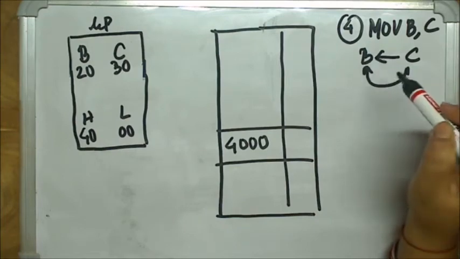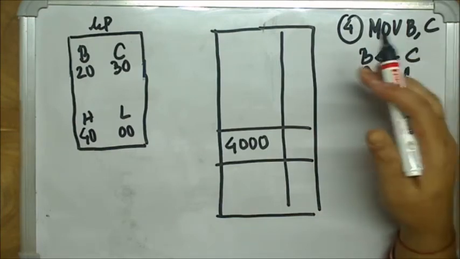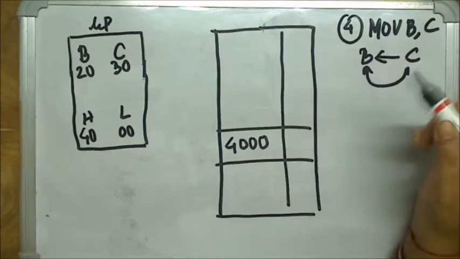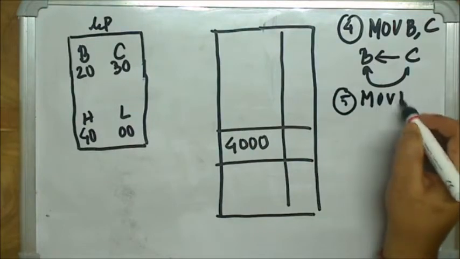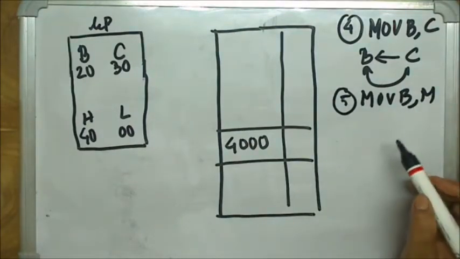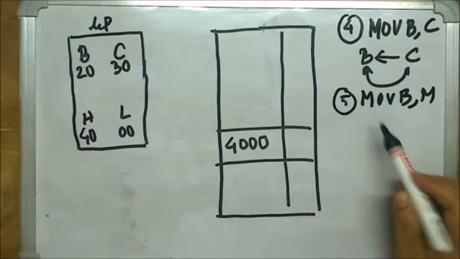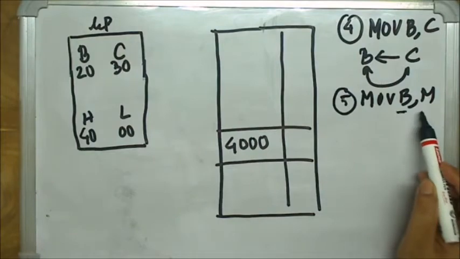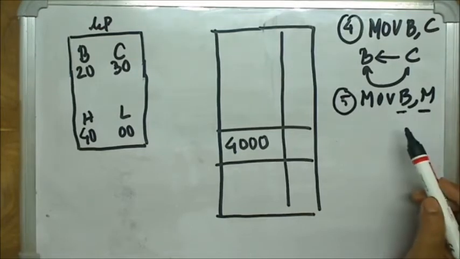If you want to copy an 8-bit value from one register to another register, you will be using this move B, C instruction, or move A, B. It's just from register to register. Now the next instruction is move B, M. Now here what happens? Try to say it by yourself. Register B gets the value of the memory location pointed by HL pair. Clear?